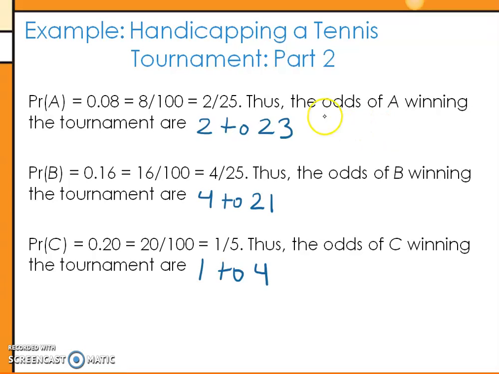So the only difference is they don't use the total as the denominator. Probabilities use the total number of outcomes. So this is winning to losing versus winning to the whole number of outcomes.